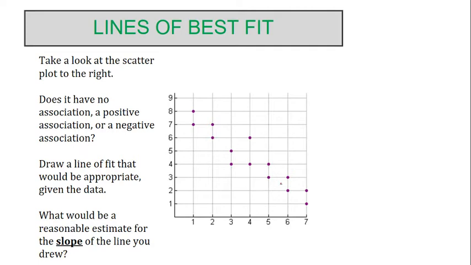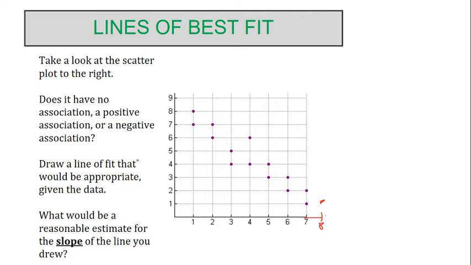Since they're trending downward from left to right, I can see a pattern here. I can make a prediction. If I extended this graph out to 8, and I had to say where I think the next point would be, I would probably choose somewhere in here, because that's following the pattern downward from left to right. So it has a negative association, and I'd probably say it has a pretty strong negative association.